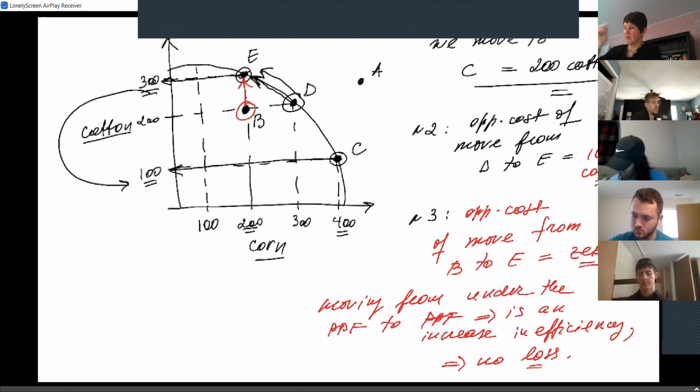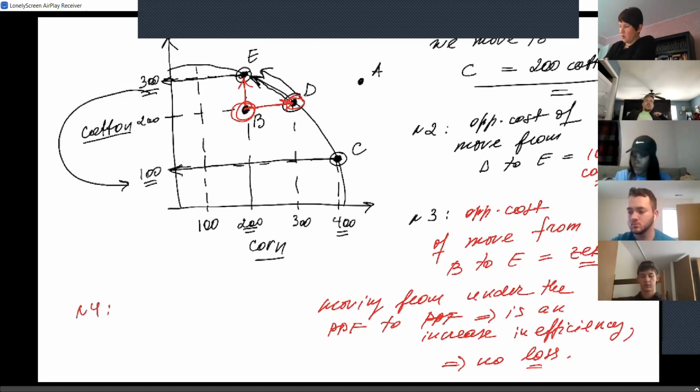All right. The same will apply if I say, what is the opportunity cost as we move from B to D? The answer will be the same. The opportunity cost is 0, or there is no opportunity cost because we're moving from a lower efficiency to higher efficiency. All right, let's have one more, number 4. What is the opportunity cost of moving from C to A?